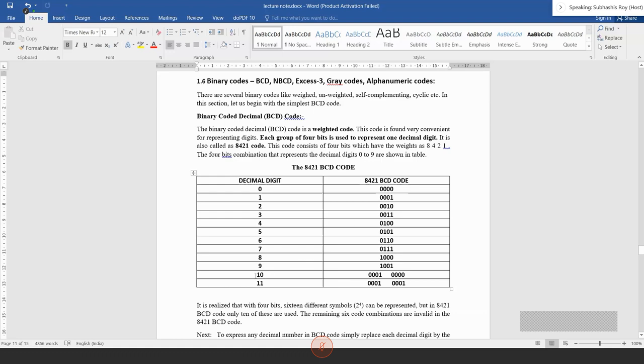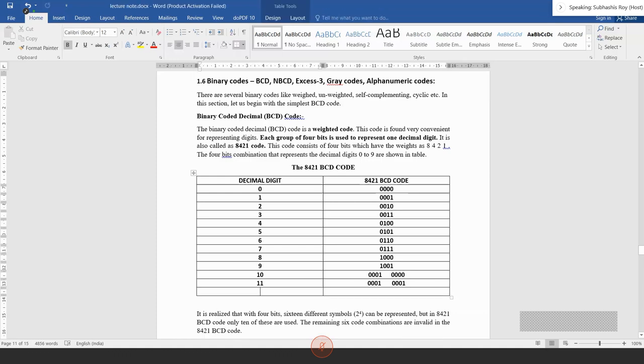If there are 2 digits in a decimal number, then it is represented by an 8-bit combination, because 4 bits for the first digit 1 and another 4 bits for the second digit 0. So you can see here 0001 0000. This is how BCD code can be represented for different decimal digits. Suppose I take an example like 1111, triple one. Then what I have to write here is 0001, then 0001, then 0001.